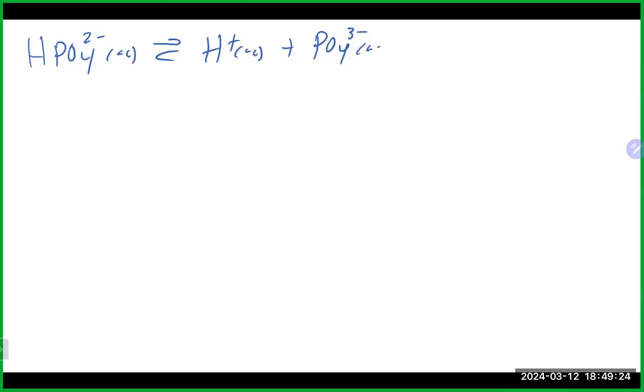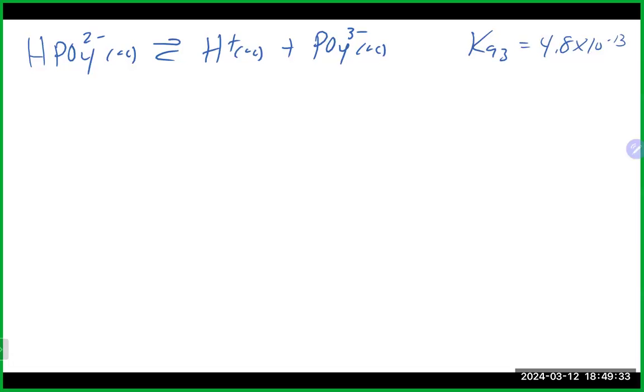And the third step would be our HPO4 2 minus. We'll break apart into H plus and PO4 3 minus, which is what we're looking for, phosphate. This is going to be our Ka3, which is 4.8 times 10 to the minus 13.